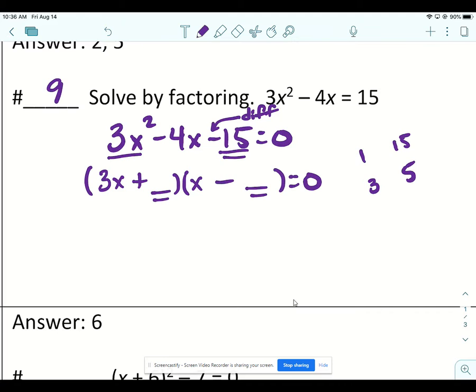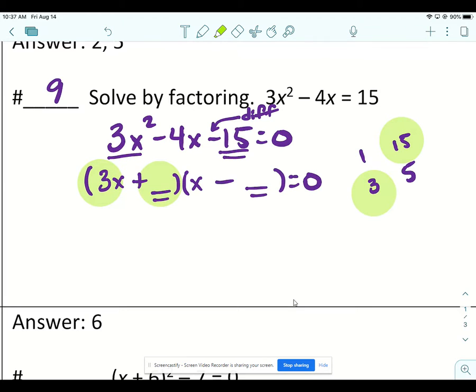And then when I start actually plugging them in, I notice that here I have a coefficient of 3. So anything that I put here cannot have a common factor with the 3. So I know for sure my 3 cannot go there if I was trying 3 and 5, and my 15 cannot go there if I was trying 1 and 15.